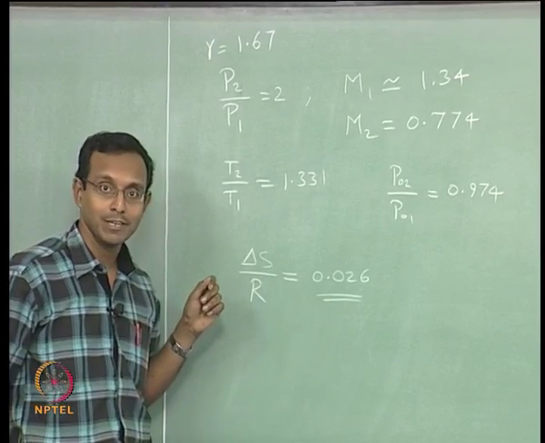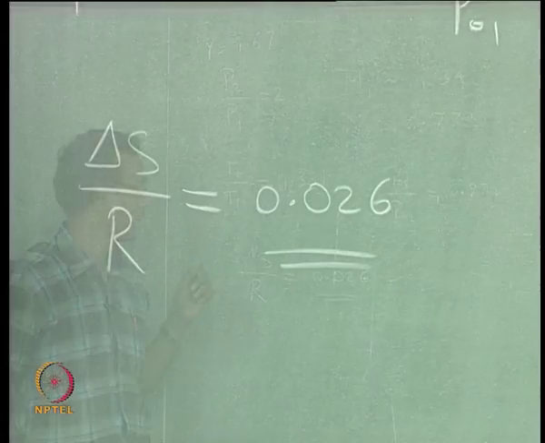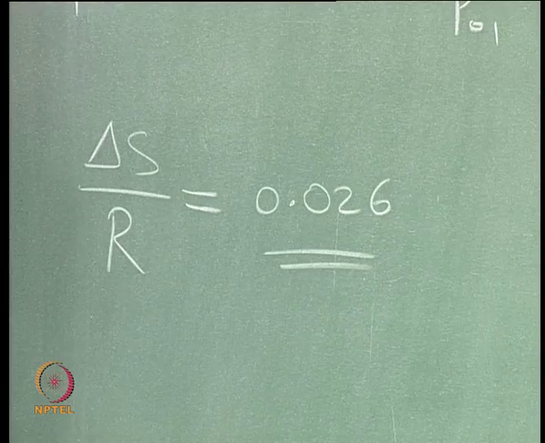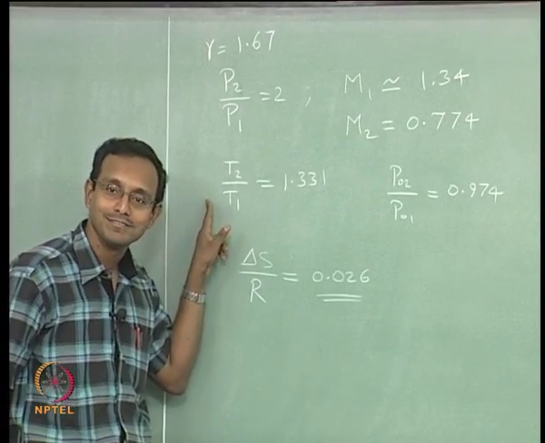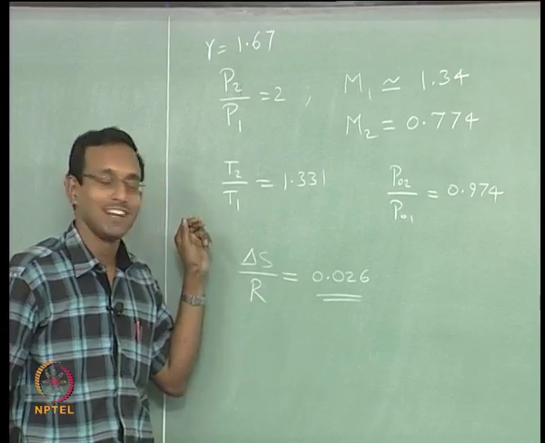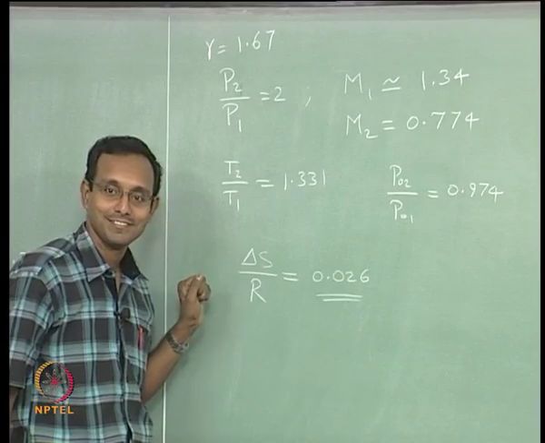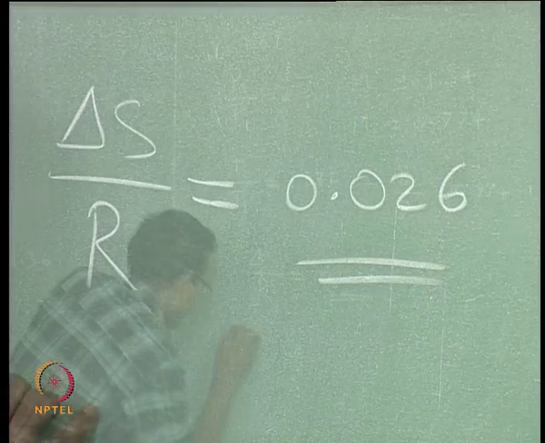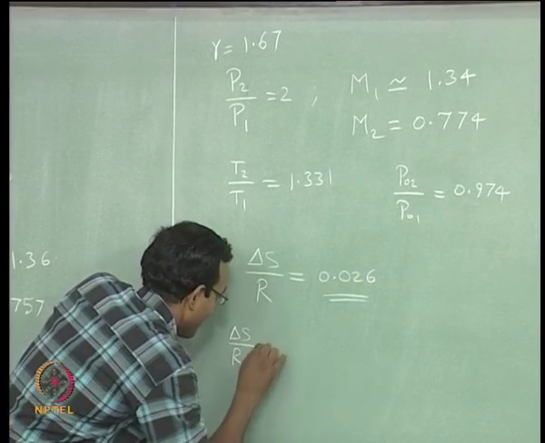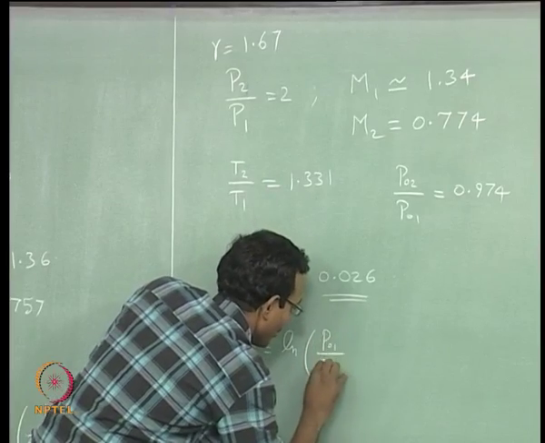Delta S by R is per kilogram? No, it is not. What is the unit of this delta S by R? What is the unit of T2 by T1? Dimensionless. What about this? What is this equal to? Delta S by R is equal to log of P01 by P02.